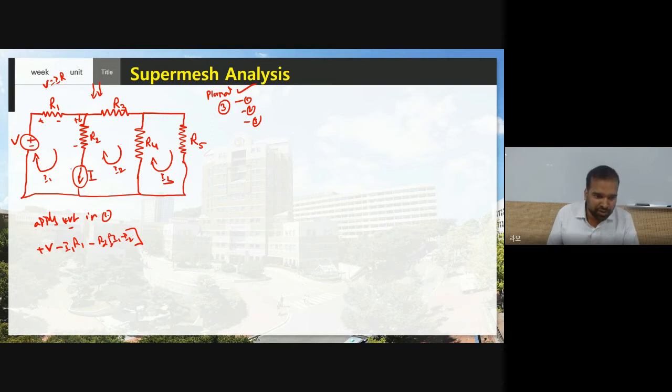Now see, when you come to the current source here, what would be the voltage? What do you have to write here? See, do you know the voltage at this current source?